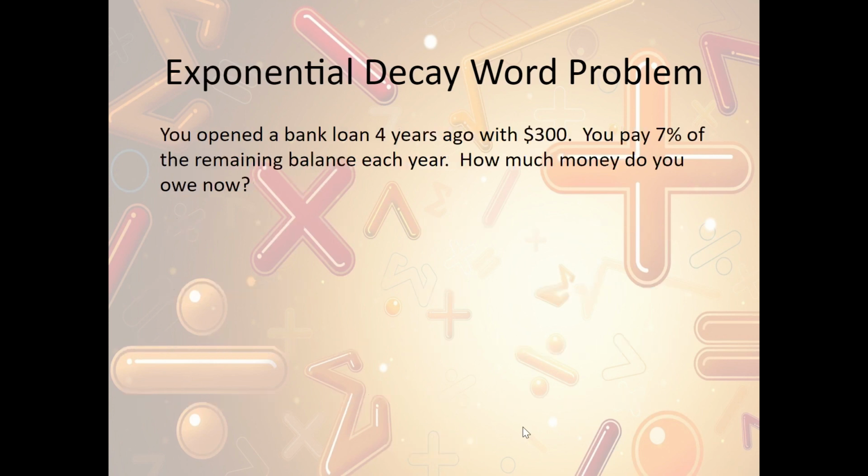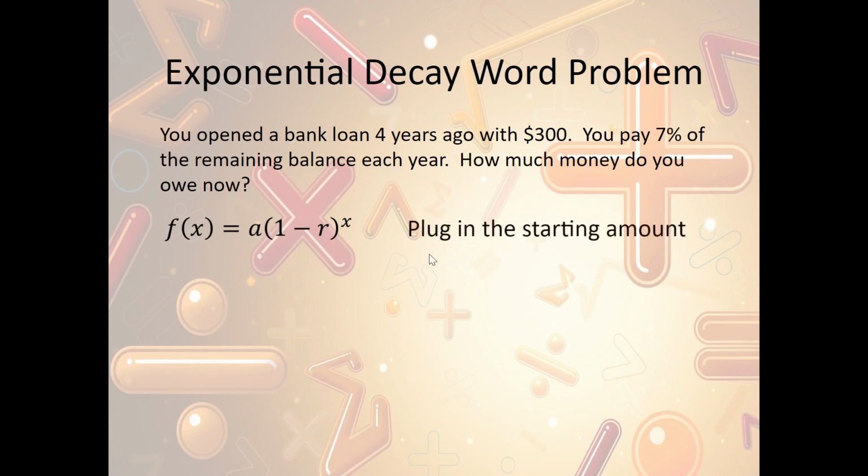Let's look at one more exponential decay word problem. It says you opened up a bank loan 4 years ago with $300. You pay 7% of the remaining balance each year. How much money do you owe now? So again, it's decay because the amount of money we owe is going down. So we start with f of x equals a times 1 minus r to the x.